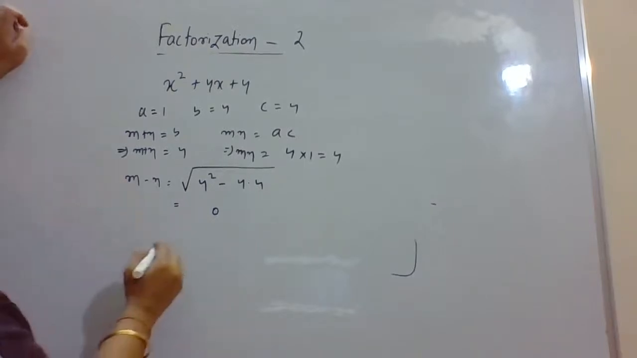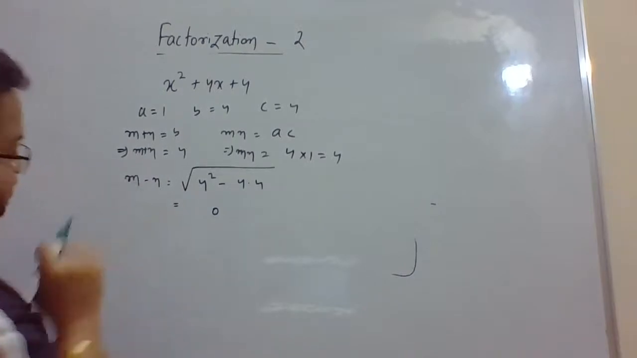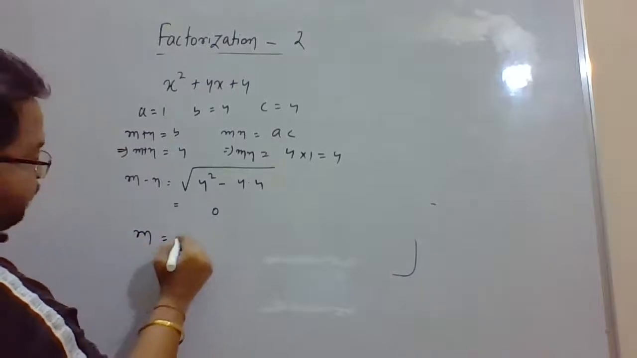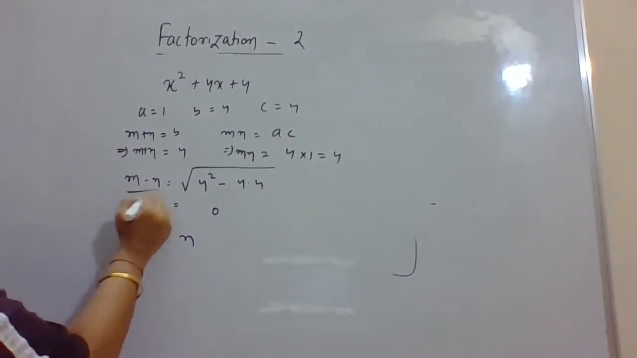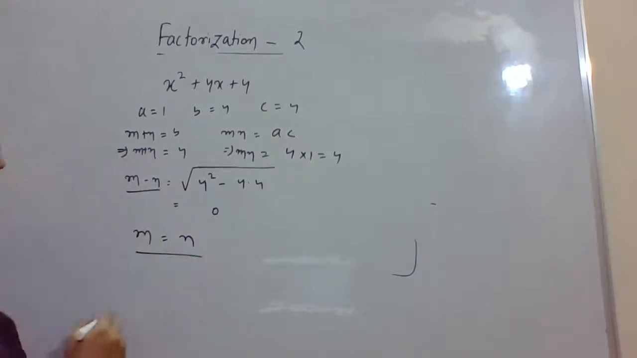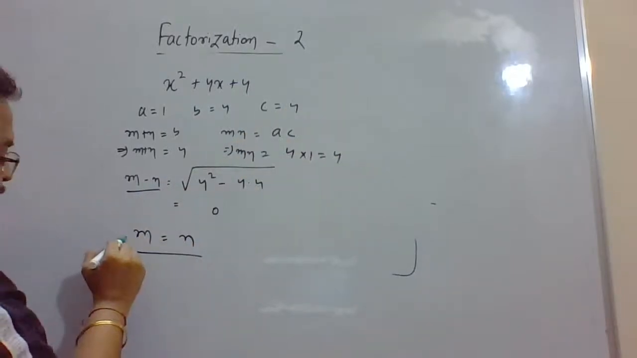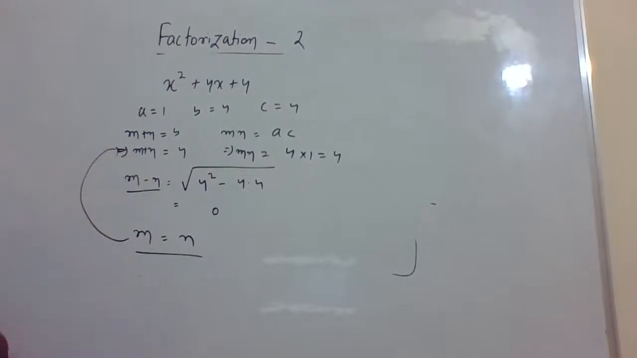So which means m minus n equals 0. If m minus n equals 0, can I say m equals n? Now if m minus n equals 0 and m equals n, I need not solve it again through those simultaneous equations. I can just put this in any of the equations and find it out.